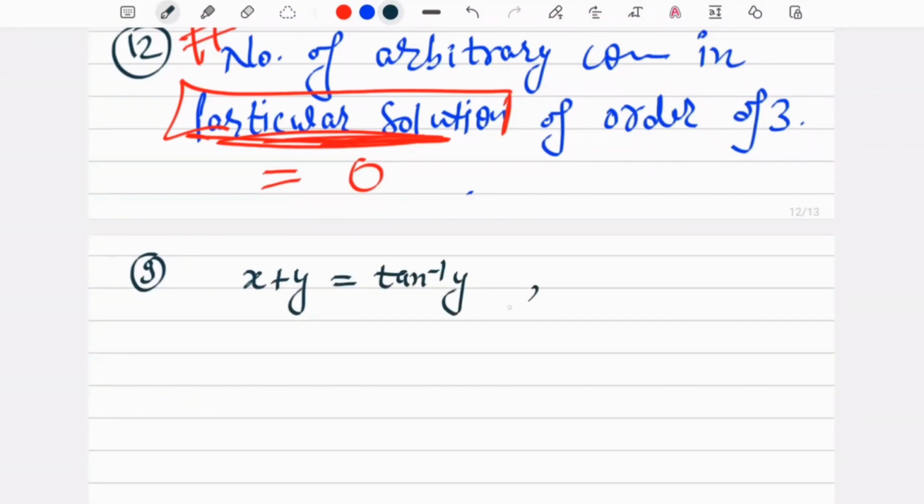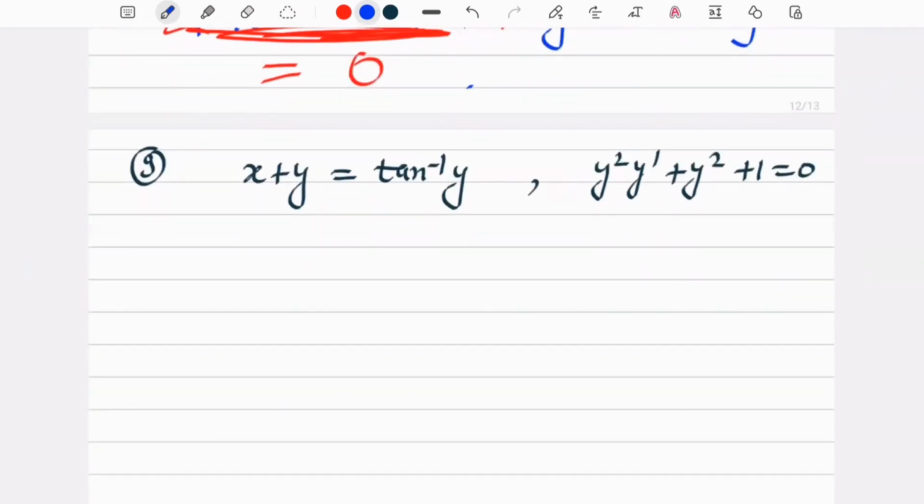And what we have to do is show that y square y dash plus y square plus 1 equals 0. Okay, how will you proceed? First we can write it in the form of dy by dx. So we can write y equal to tan inverse y minus x. Okay, then we will differentiate right now.